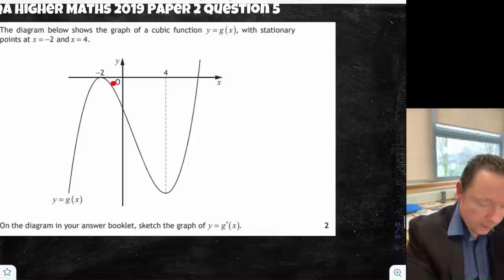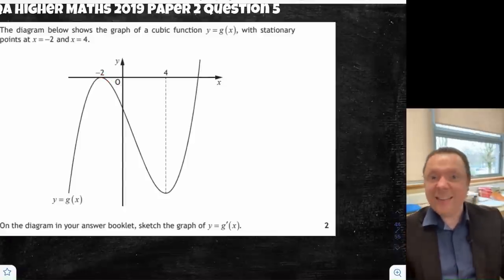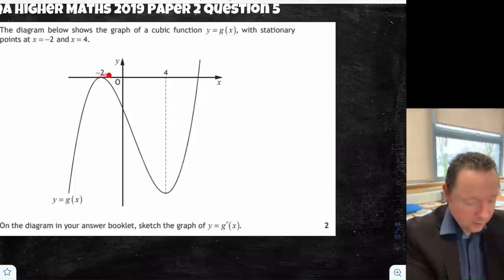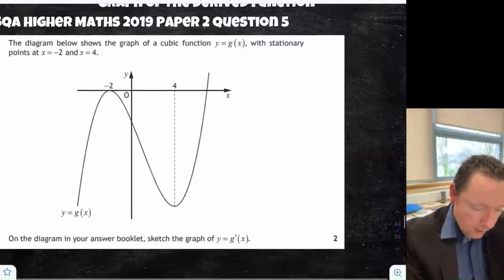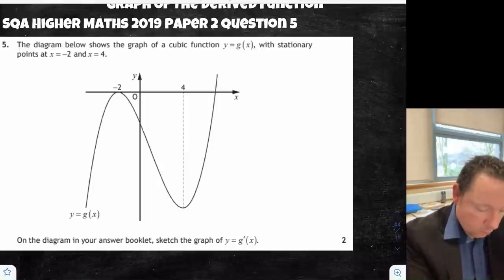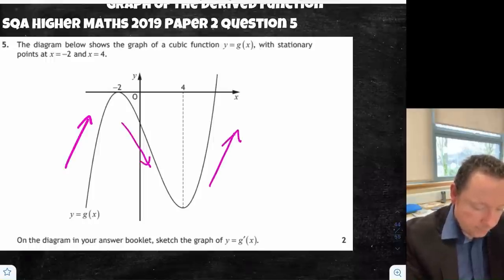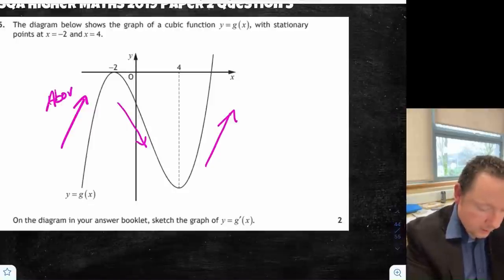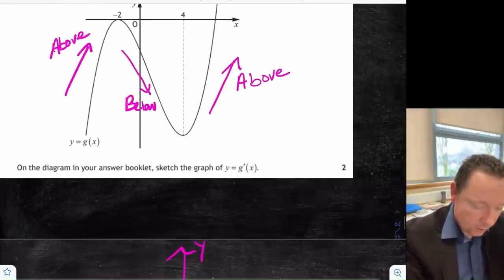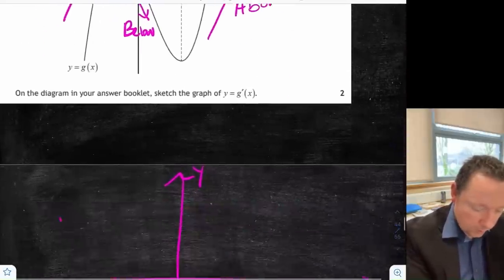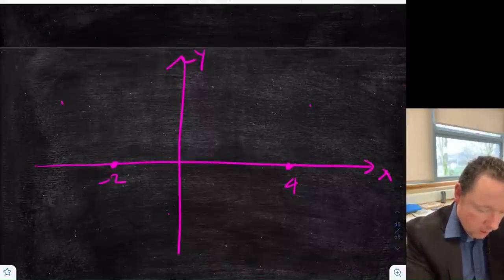Well, the roots happen at the turning points, because the derivative equals 0. I need to know that stationary points occur when dy by dx is 0, which means that these are my roots. So I get a root at minus 2 and a root up at 4. So if we examine before minus 2, it's going up the way, it's then dropping down the way, and then going back up the way. So the derivative is above the x-axis before minus 2, below in between the roots, and above again after 4. So that's how I like to think of this. I know I'm starting high, I'm dropping below between the numbers, and then I'm going high again, so my curve must come down like so.